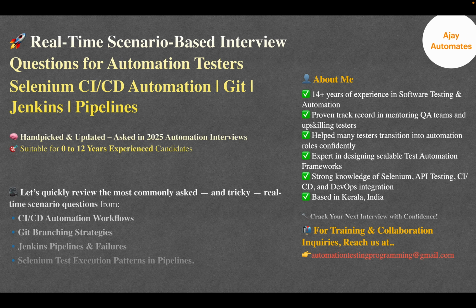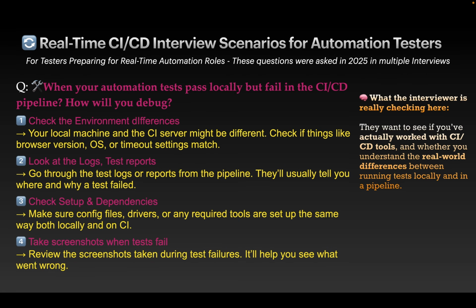So let's quickly start. The first question is, when your automation test passes locally but fails in the CI/CD pipeline execution, what will you do here, or how will you debug? As an automation engineer, you might execute your tests locally as well as in CI/CD automation. This question is really important because it proves that you have really worked in CI/CD automation for a long time. So what will we do when tests execute locally and the same test fails in the pipeline?